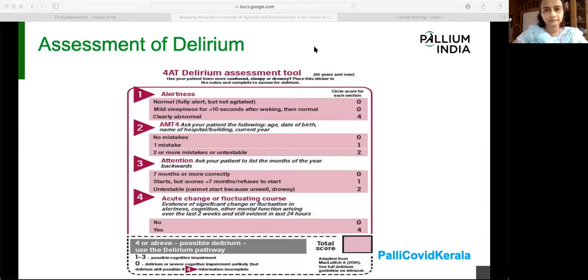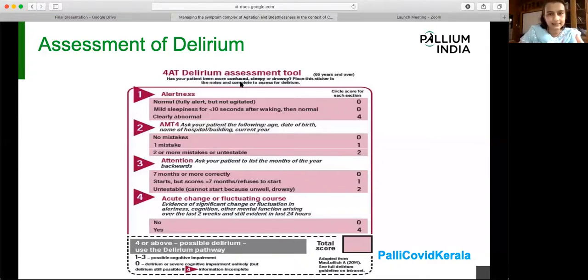It's called the 4AT tool to assess delirium. It's called 4As. First one is alertness. Second is AMT4. Third is attention. And fourth is acute change or fluctuating course. So alertness is scored from 0 to 4, where if the patient's normal, fully alert, obviously they score 0. If there's mild sleepiness for less than 10 seconds and they wake up and they're normal, then again they score 0. But if the alertness is clearly abnormal, then they score 4.